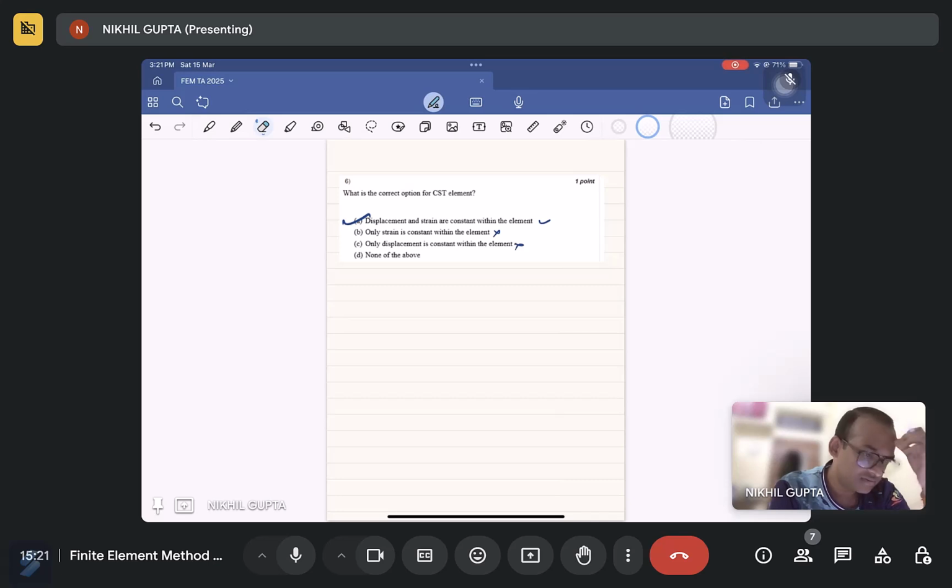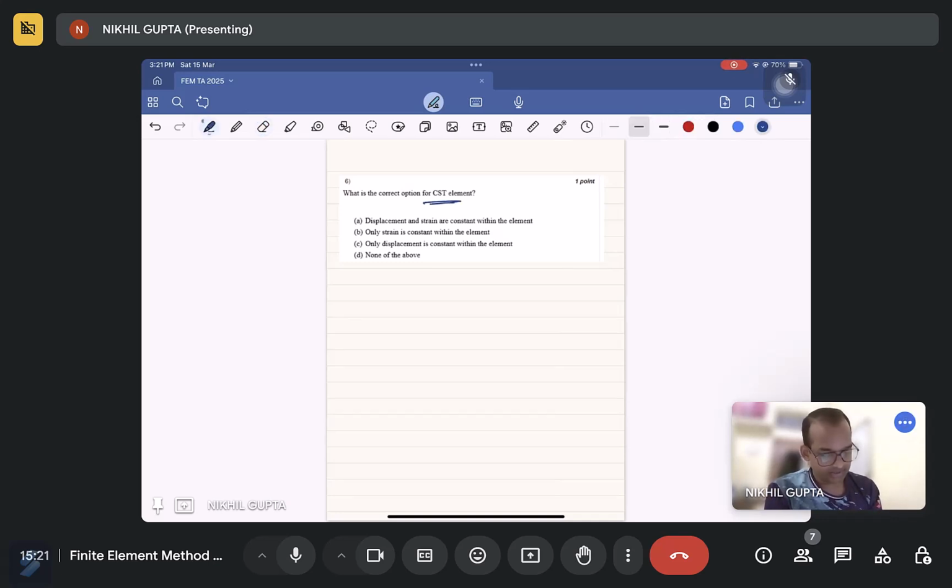No, I had given answer B, and it is correct. Okay, sorry, it's correct. It's a constant strain triangle, right? So yes, it will be only strain is constant. I think I misjudged it. Displacement will not be constant. Thank you for telling me, correcting it. So only strain will be constant. Yes, the answer will be B. I think I missed something in the assignments.